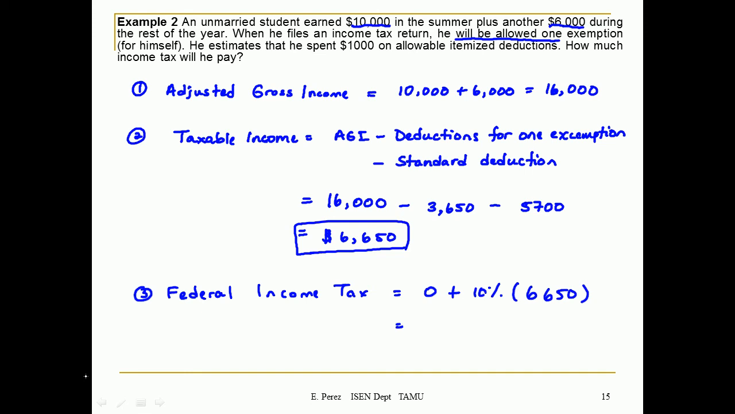So the federal income tax will be $665. Okay?